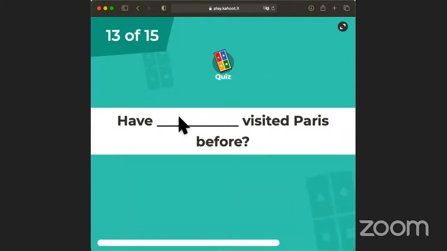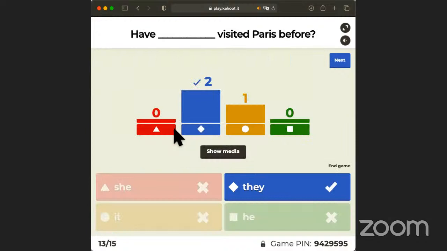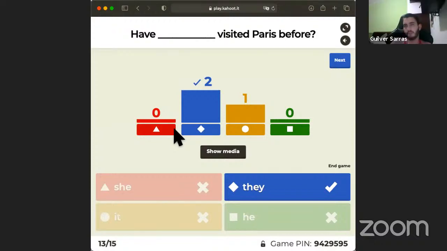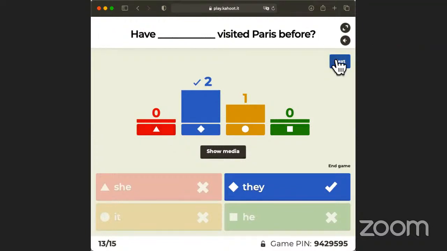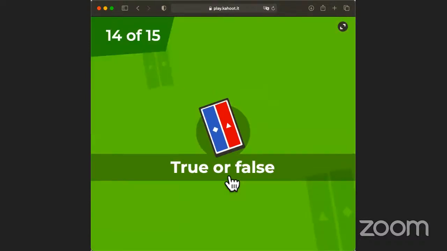Okay, another question. Have, she, they, it, he. All right. Gilbert, let's complete the question, please. Have they visited Paris before? Great, thank you very much. All right. And, sorry, two left.